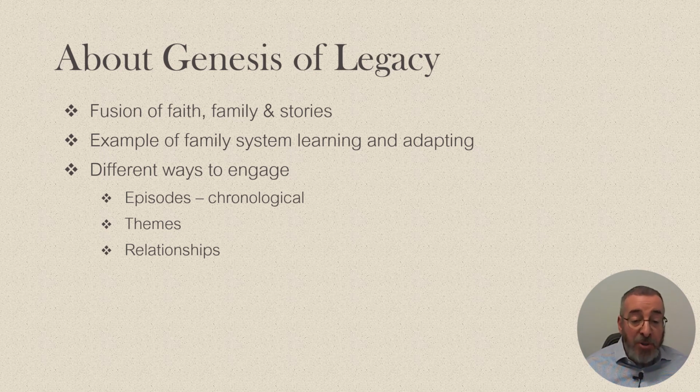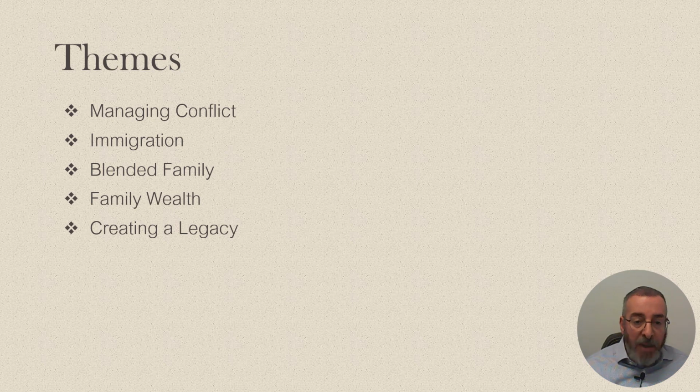There's a few different ways to engage this program. The episode approach is chronological. We've also got a themes-based approach, which we're going to talk about today, and also looking at different types of family relationships. In the theme-based approach, we've identified a number of themes that keep cropping up in various places throughout the book of Genesis. And here is a preview of the session on the theme of immigration.